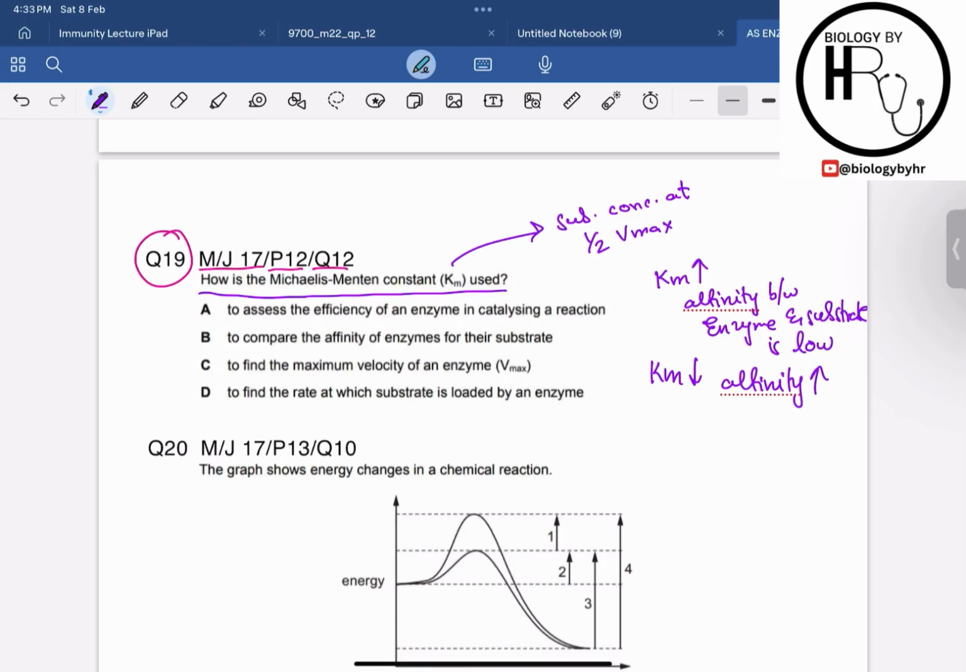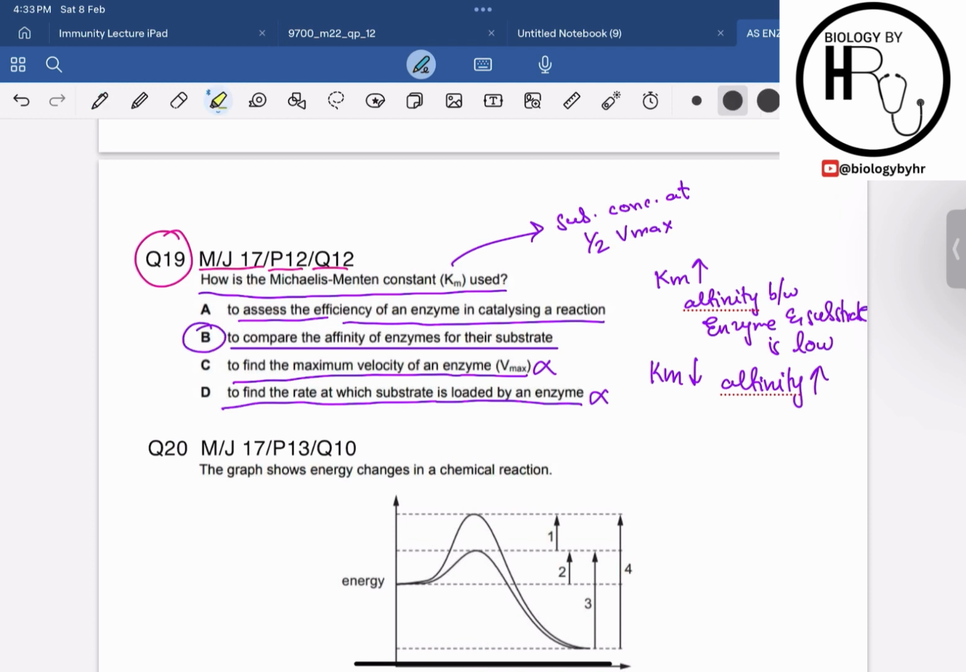So let's look at the options one by one. To assess the efficiency of an enzyme in catalyzing a reaction. Okay, let's read the other options as well before concluding the correct answer. To compare the affinity of the enzyme to their substrate. To find the maximum velocity of the enzyme. No. To find the rate at which the substrate is loaded by an enzyme. No. The best possible answer over here is to compare the affinity of an enzyme to their substrate.